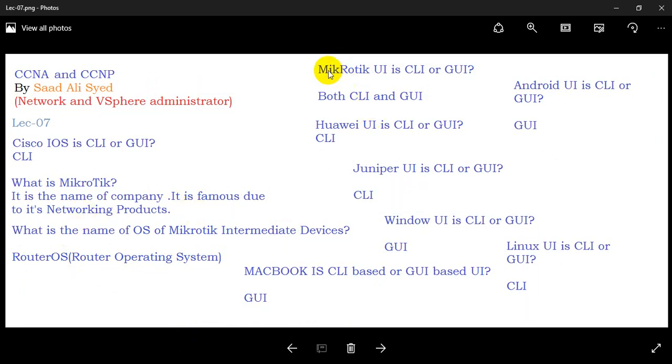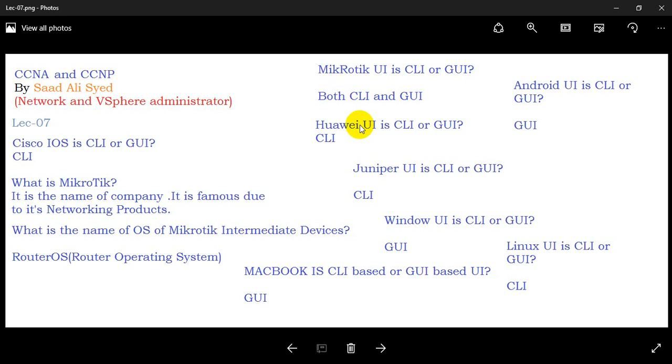So let's move forward. MikroTik UI is CLI or GUI? The question means the MikroTik devices' operating system, which means Router OS. So it is based on which user interface? Command interface or graphical user interface? So the answer is both CLI and GUI. It means that some of its router operating systems for its networking products are based on CLI user interface and some are GUI user interface.